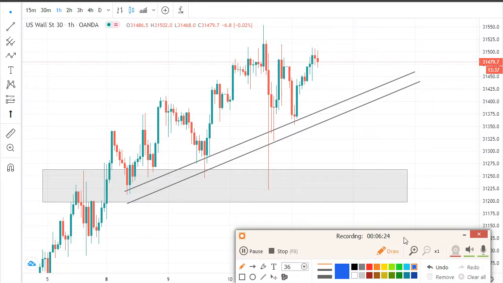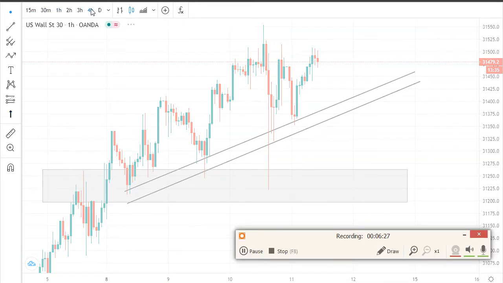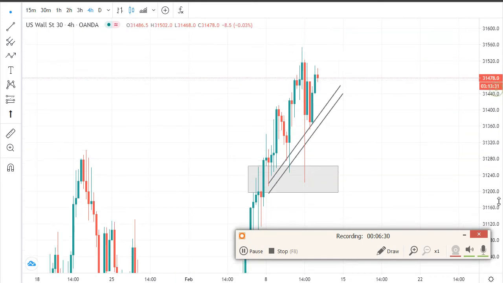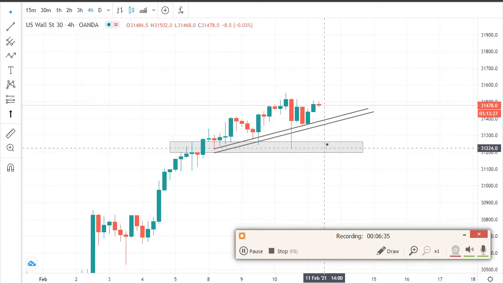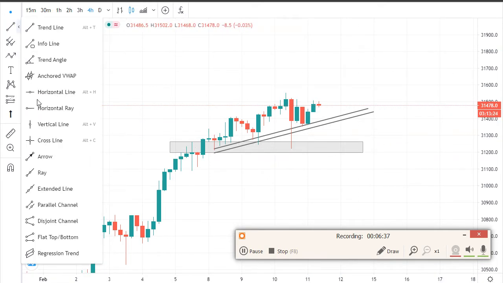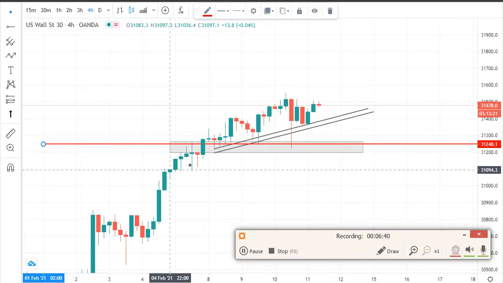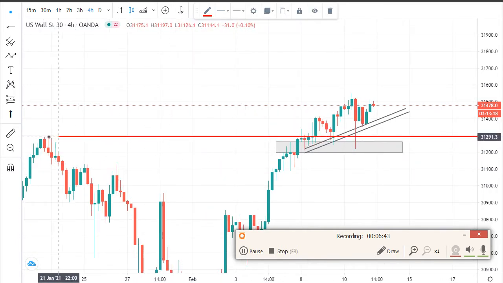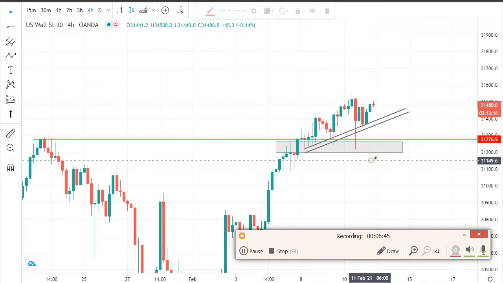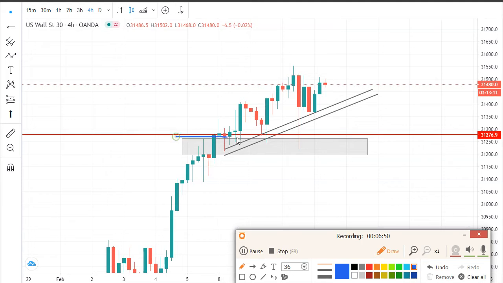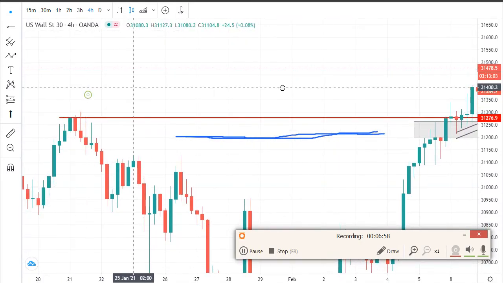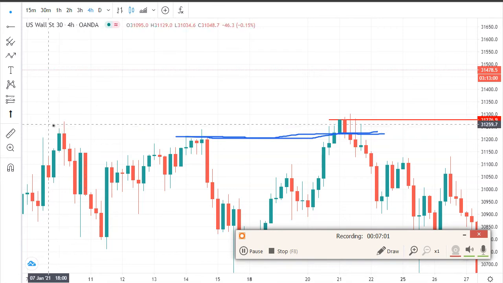Let me go on a 4-hour. Okay, yeah, on a 4-hour you can see that we broke our resistance from this point. So this resistance is very strong because it started from back here. You can see that it started from somewhere here.